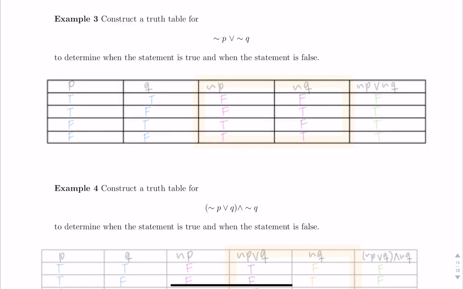So setting up our table, we're going to have a few more columns going on here. The first ones will always start with the most basic, which is P and Q, and then we can fill in the values. We got true and true, true and false, false and true, and false and false.